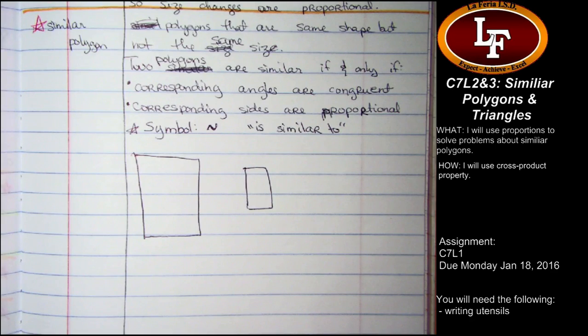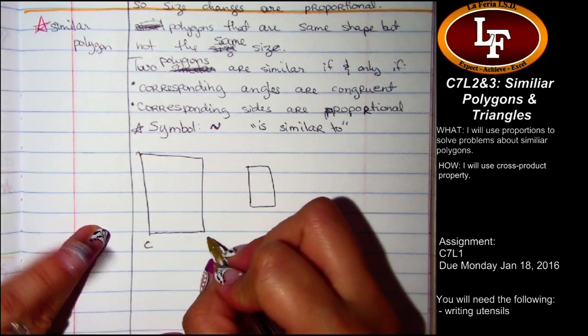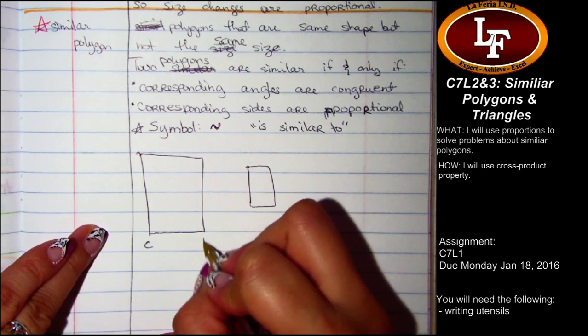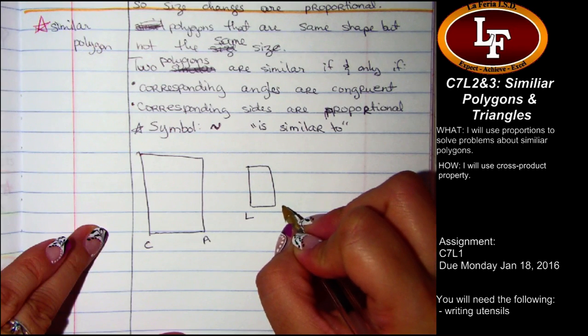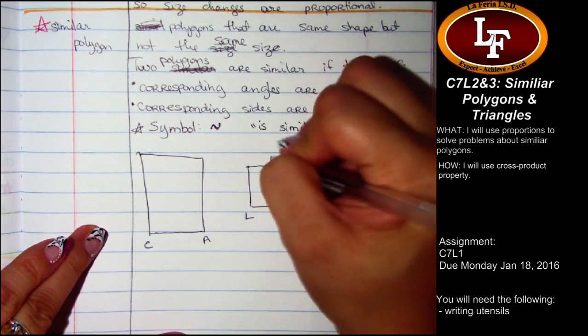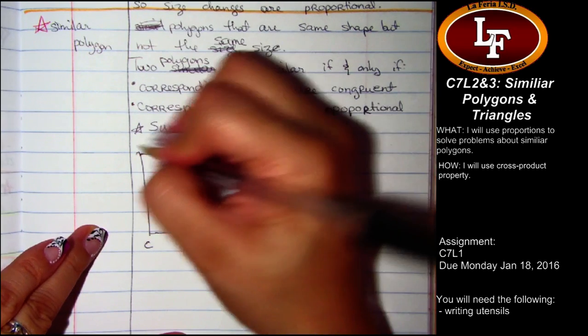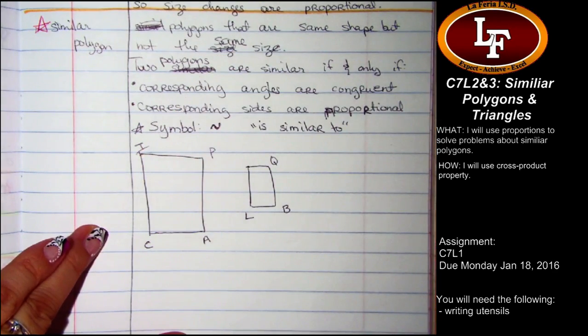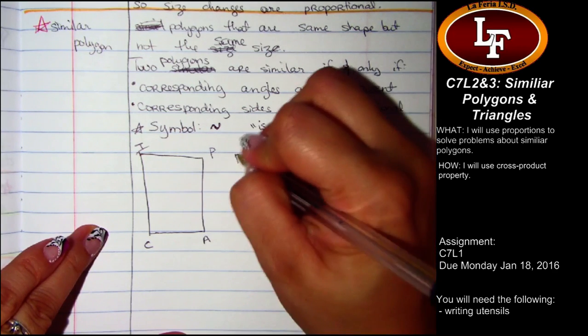I need to name these two quadrilaterals, so that means I need 8 points. Go. C. A. L. B. I'd love some other voices. Q. P. All right, there we go. Oh, I'm missing one. R. R. Okay. There we go.